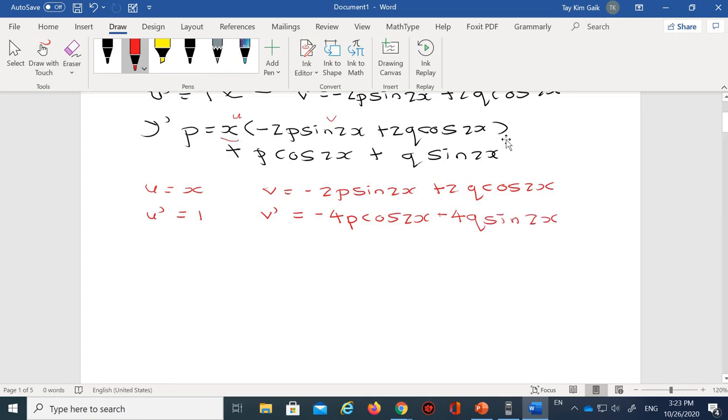Okay, this is for the first term. Second term, differentiate p cos 2x, you need no product rule. This one you get negative 2p sin 2x. Differentiate q sin 2x, you got 2q cos 2x.